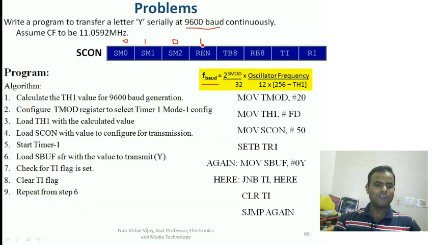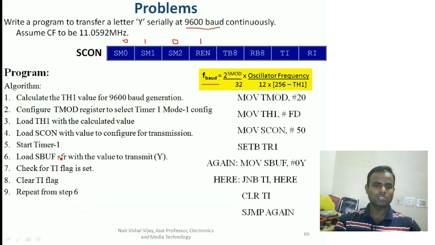So anyway, you have to load a value 0101 0000, that is 50, into SCON so that you get your serial control register configured for serial communication. Then you have to start your timer 1, so it will start the timer to facilitate baud rate generation. Once you start your timer, you load the SBUF register, that is the serial buffer register, with the value you need to transmit.